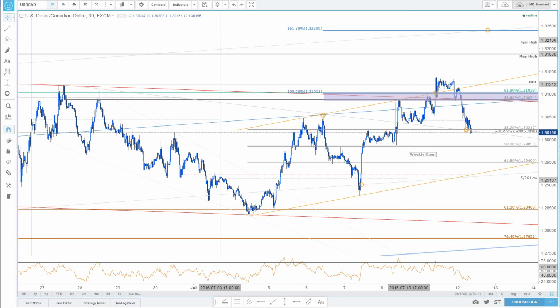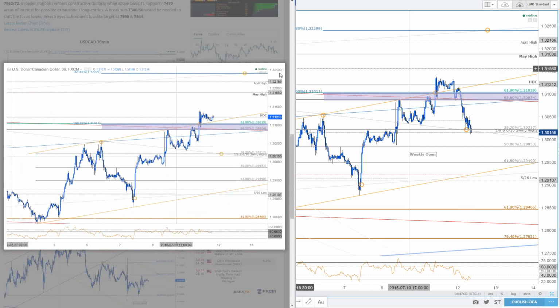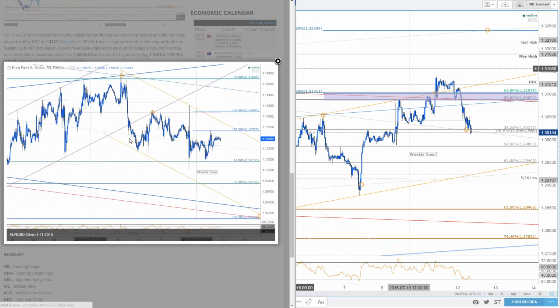So from my part, I'm still looking for a move lower here to be able to get back on the long side for dollar CAD. Again, BOC on tap tomorrow morning. Next, from last night, we had good old euro dollar. So this is also a quick lesson we can talk about.